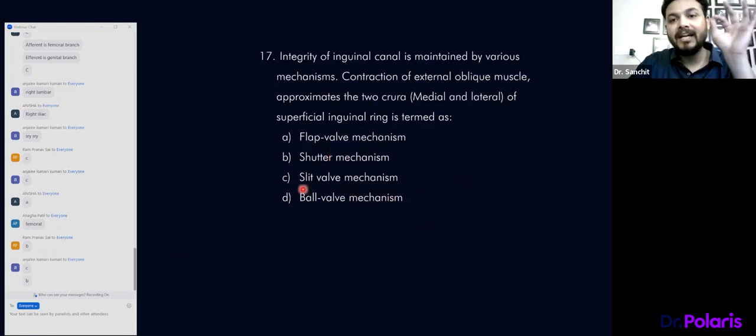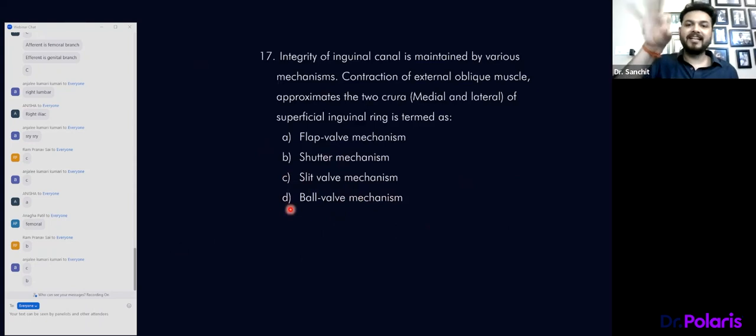Remember this mechanism. Your superficial inguinal ring is just like a ring like this. It is closed because of the contraction of your external oblique. This is your medial crura. This is your lateral crura. When the external oblique contracts, it will close this off. Right? Now see, my hand looks like a slit. It is closing and opening. This looks like a slit. That is why it is called the slit valve mechanism. Simple as that. So the contraction of my external oblique muscle approximates the two crura, medial and lateral, of my superficial inguinal ring by the slit valve mechanism.